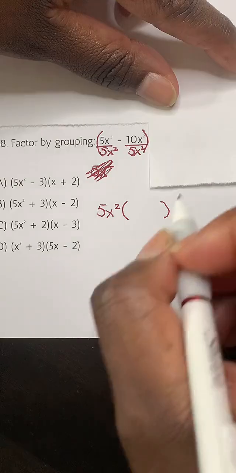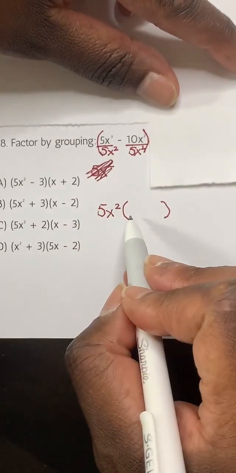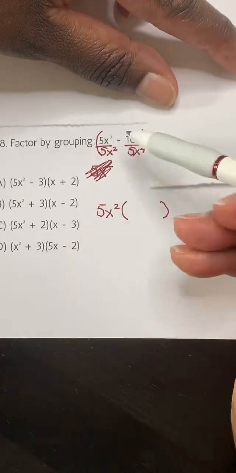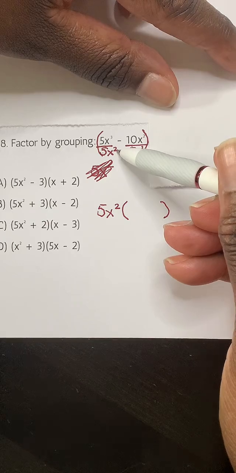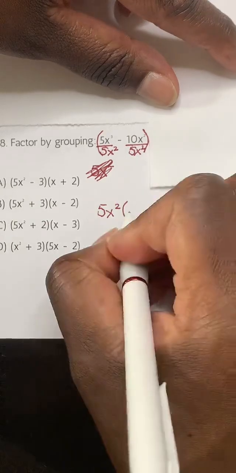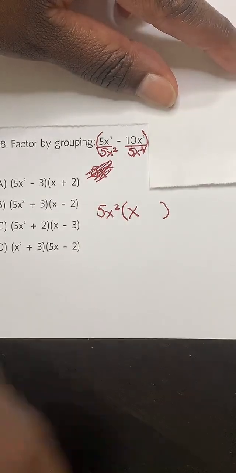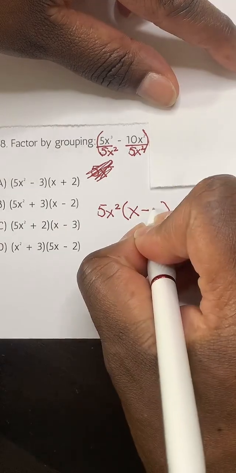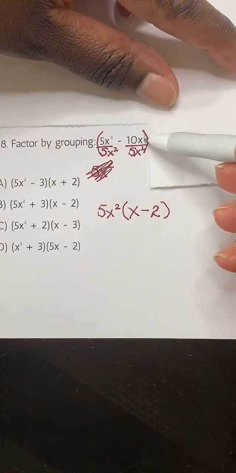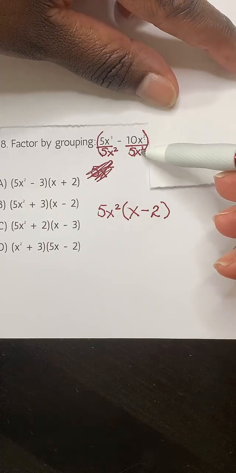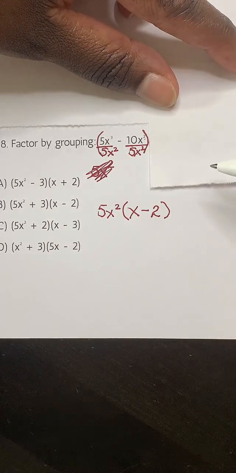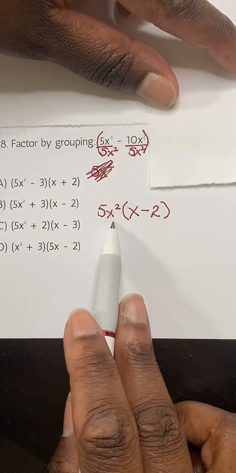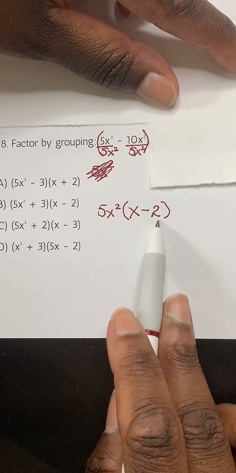Okay, 5 divided by 5 gives me 1. Now we have x cubed divided by x squared. When you're dividing, you're subtracting the exponents. So 3 minus 2, that means there's 1x left over. Bring down my minus. 10 divided by 5 gives me 2. And then we have x squared divided by x squared. Anything divided by itself will cancel out. So the breakdown of that first parenthesis is going to be 5x squared times (x minus 2).